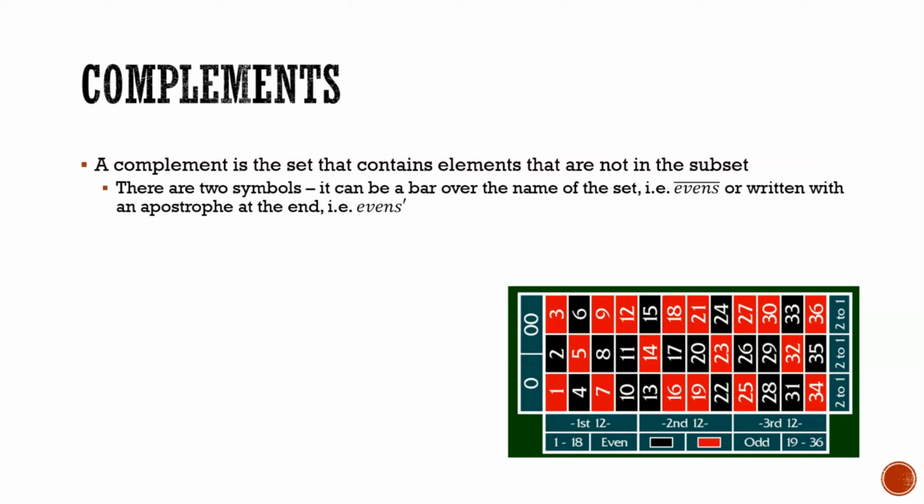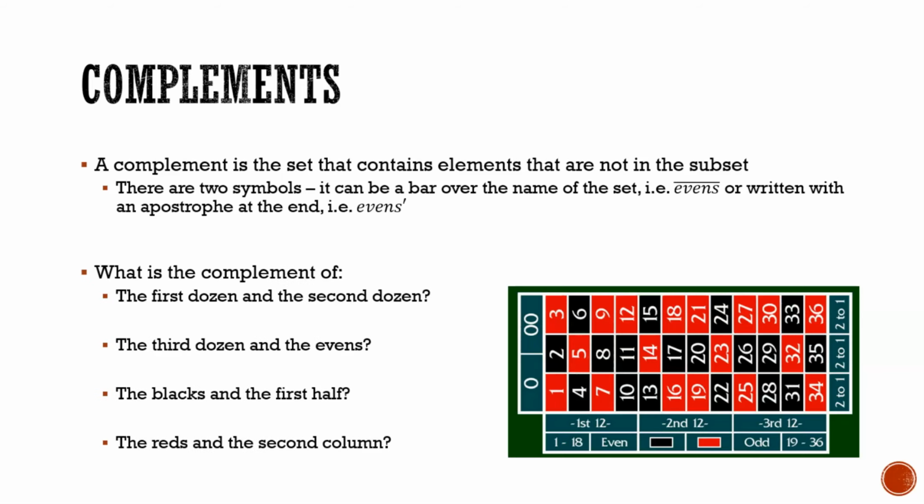Complements. A complement is the set that contains elements that are not in the subset. There are two symbols that you may see. It could either be a bar over the name, such as evens with a bar over it, or written with an apostrophe at the end, evens apostrophe, that also means a complement. So what is the complement of the first dozen and the second dozen? What is not included in the first and the second dozen is the question that we're answering. That would be everything else: 0, 00, as well as the third dozen.